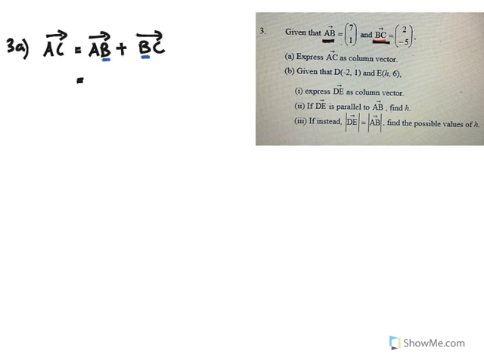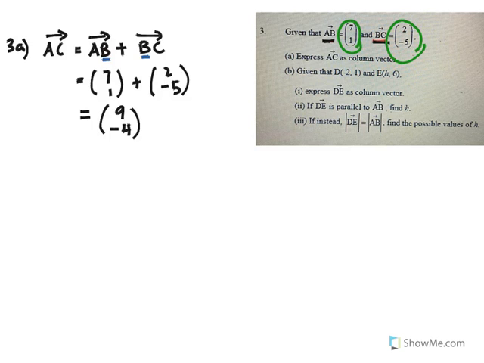So now you can substitute inside. AB is already given in your question, which is 7, 1. So you write down your 7, 1. And then you have your BC, which is 2 and -5. Nothing has changed, so just copy and paste it. So now you can simplify your answer. Alright, so you get 9 and -4.